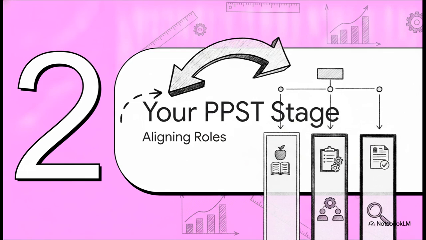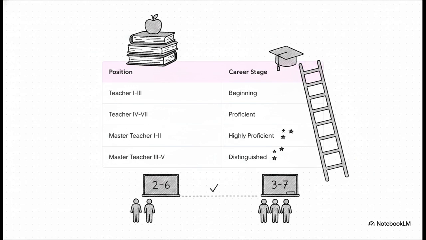Okay, moving right along to Part 2, understanding your PPST stage. So with the scope set at 14 indicators, we need to figure out exactly which lane you're in. It's super straightforward because your specific position aligns directly with the career stage. If you're a Teacher 1 to 3, you're mapped to the beginning towards proficient stage. Teachers 4 through 7 fall under the proficient stage.